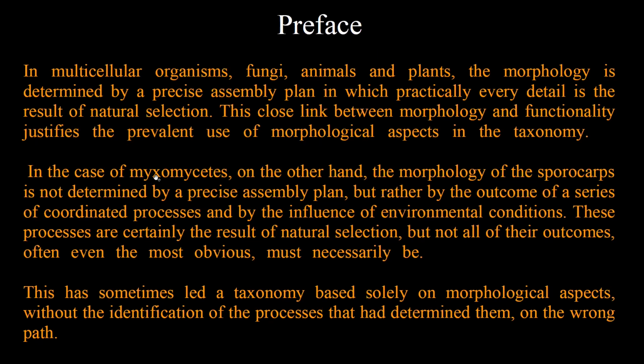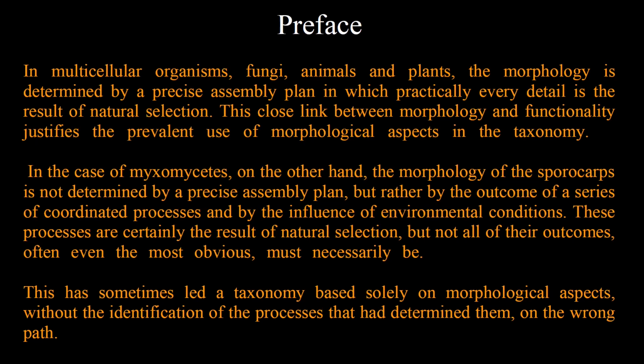In multicellular organisms, fungi, animals, and plants, the morphology is determined by a precise assembly plan, which is practically every detail the result of natural selection. This close link between morphology and functionality justifies the prevalent use of morphological aspects in taxonomy.